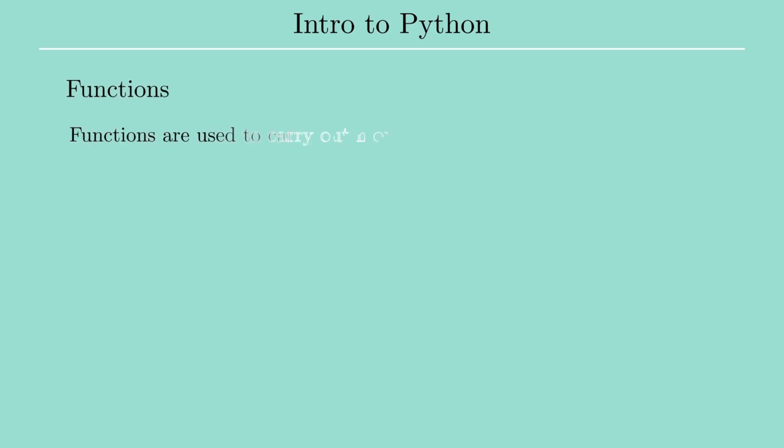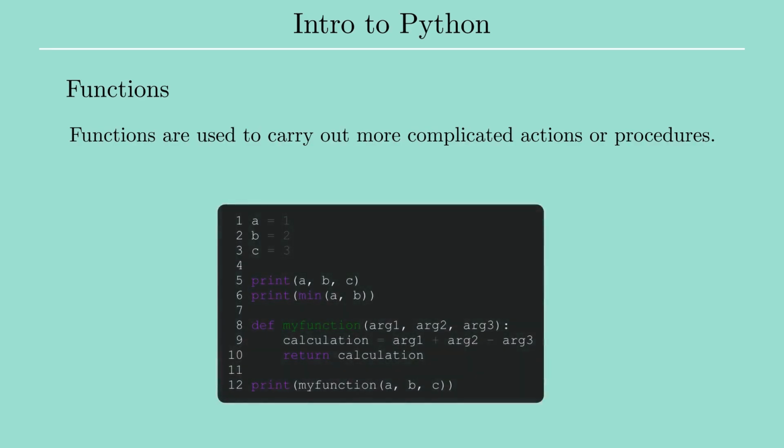Functions. Functions are used to carry out more complicated actions or procedures. They are similar to functions used in maths. They may have inputs, they carry out some actions, and then they may produce an output. In this example, lines 5 and 6 are examples of how functions can be called and used. Print is a function used to display its input to the console.